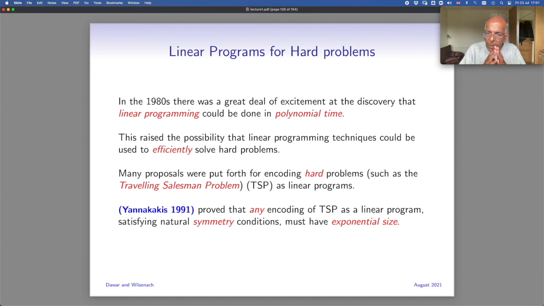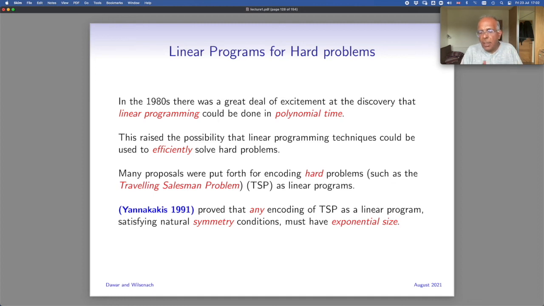Now, it's not the case that any encoding of the traveling salesman problem as a linear program must have exponential size, because if you could do that, then you would separate P from NP. There were symmetry conditions. And because I'm short of time, I'm not going to explicitly go into what these symmetry conditions are. We'll do this in more detail in lecture 4.